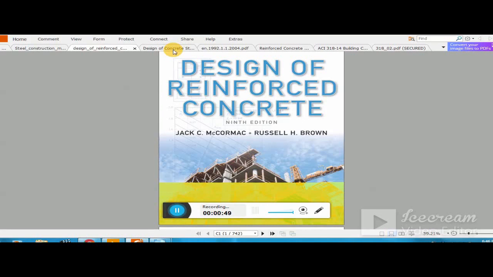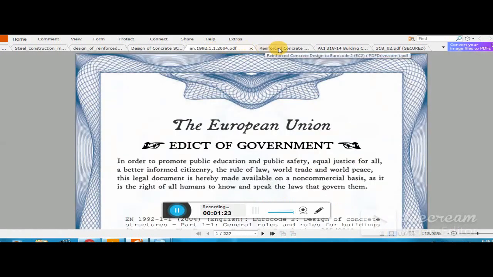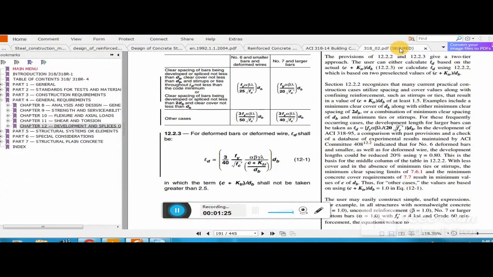They just say, cut the bar at a distance of L by 3, L by 4. Although that works, you must know the basics behind the development length. Your L by 3, L by 4, L by 7, whatever they will be, they don't work in every location. You have to determine the actual value of the development length. You must know the basics, and what are the things which affect a development length.